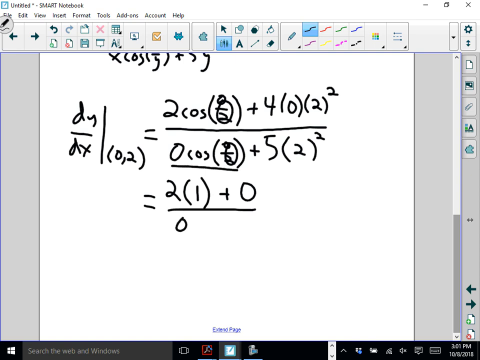Right? It's 0 times 1, but it's going to be 0. Plus 2 squared is 4. 4 times 5 is 20. So I end up with 2 over 0 plus 20 is 20. And I end up with 1/10.